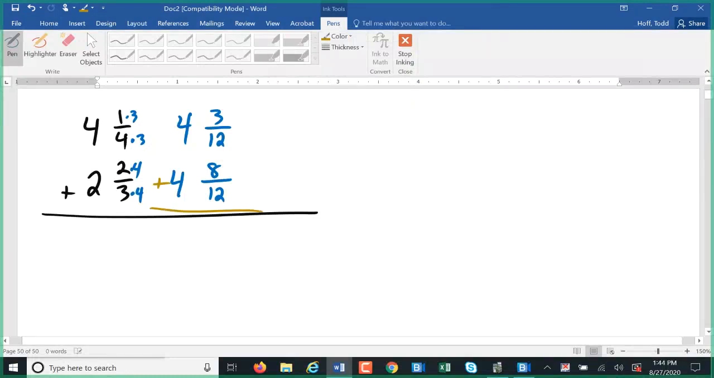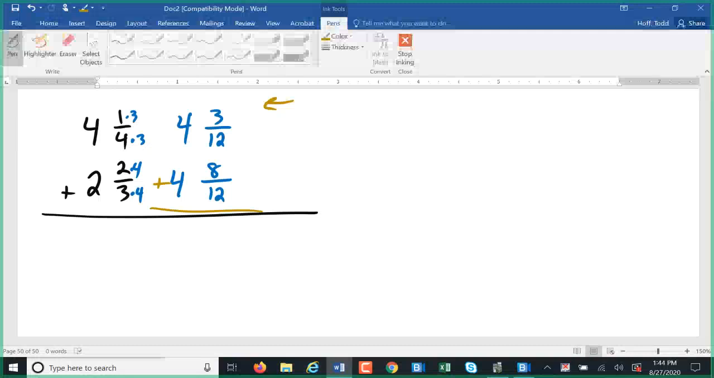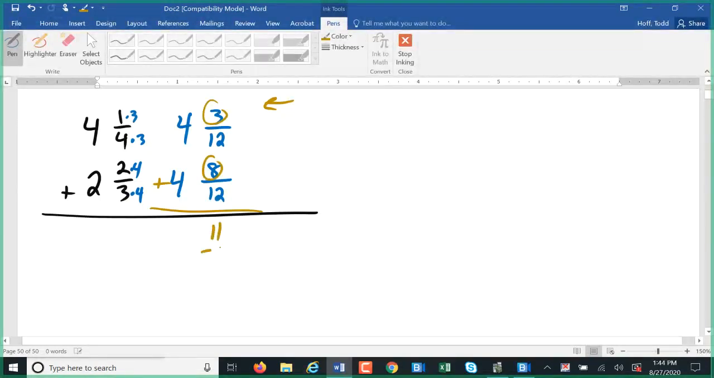Now we have to add here. Again, just like whole numbers, we start at the right and work our way back to the left. You might notice the fraction is sitting at the end almost like it's just the last digit of the number. And that's exactly what it is. The fraction is just the last digit at the end of the number. So we start with the 3 twelfths plus the 8 twelfths. Combine the counts. 3 plus 8 is 11. And we keep that same name of twelfths. And then, I did it again. That should be just a 2 there, not a 4. 4 plus 2 is 6. So 6 and 11 twelfths.